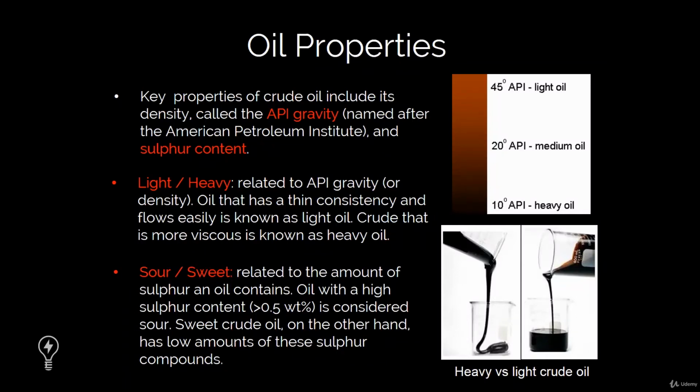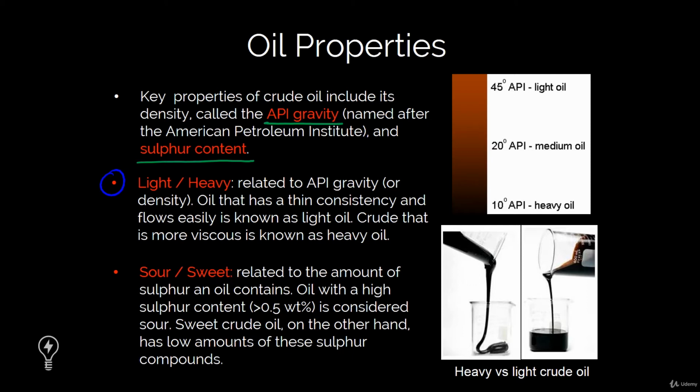So let's now move on to look at oil properties. Now, some key properties of crude oil include its API gravity, named after the American Petroleum Institute, and the second property is the sulfur content. But first, let's look at the API gravity, or how light or heavy an oil is.